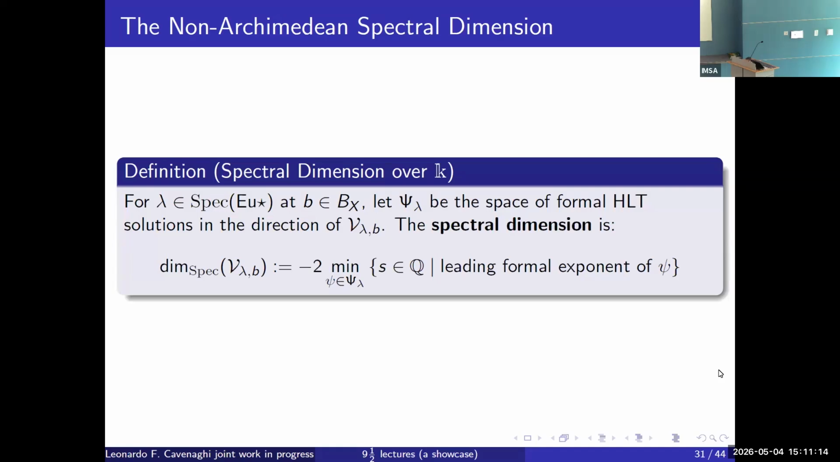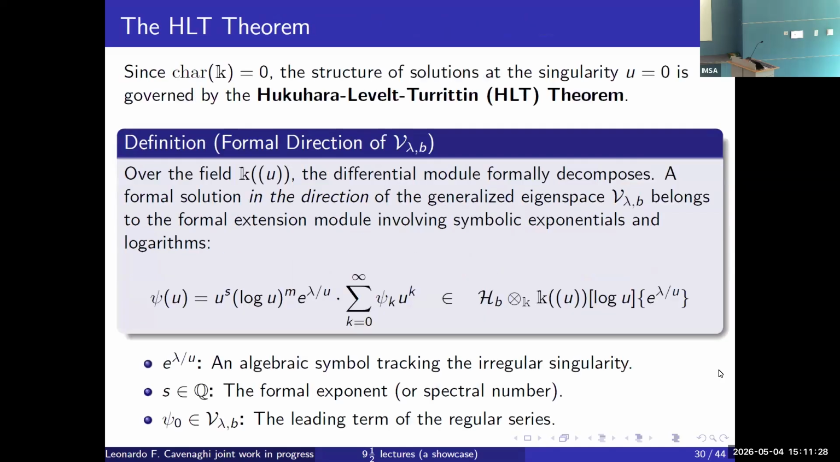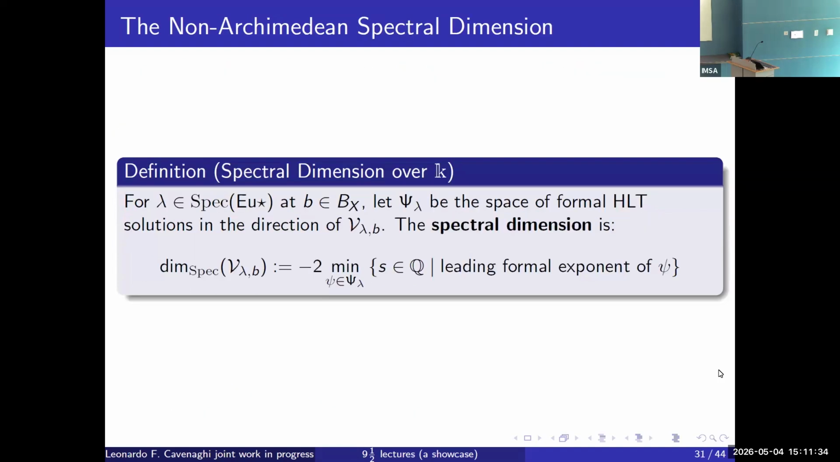And now we're going to consider the space of all formal solutions in the direction of this generalized eigenspace. So again, you pick an eigenvalue lambda, which depends on the parameter b. Then you have your ansatz. This is where lambda is appearing. You collect all of these possible guys that solve this equation. Then you define what is the name: the spectral dimension is what?